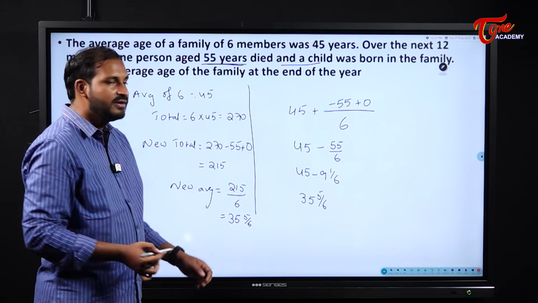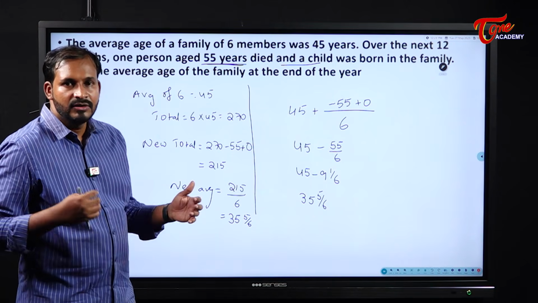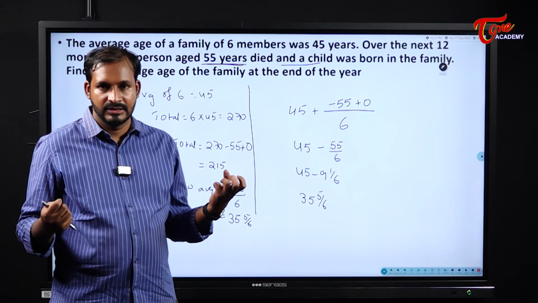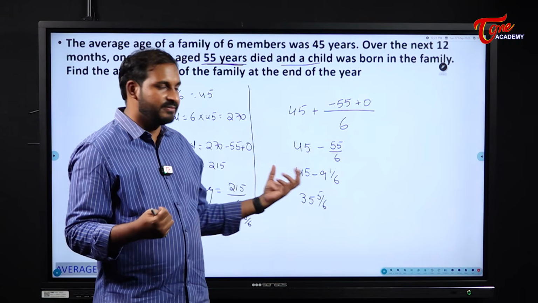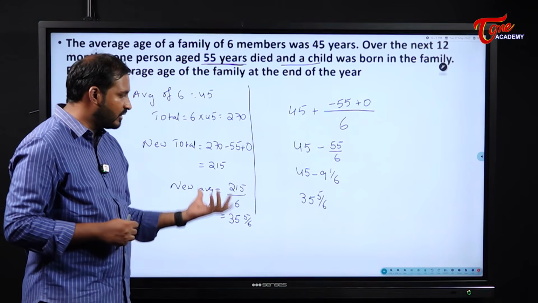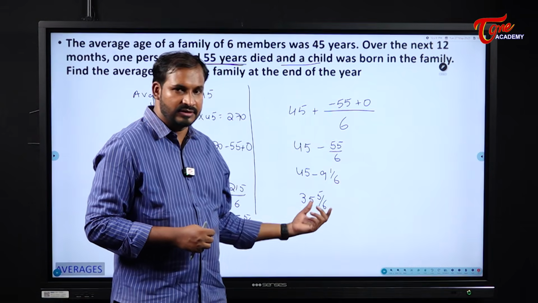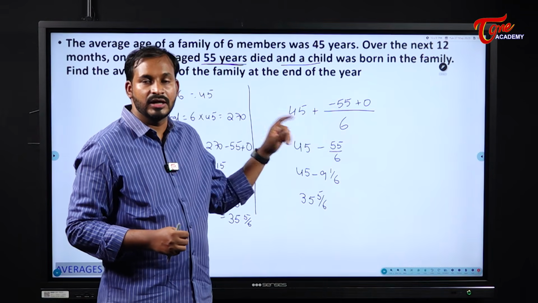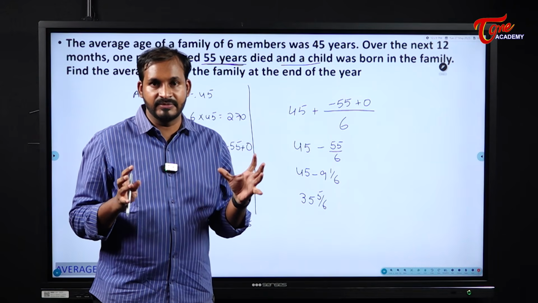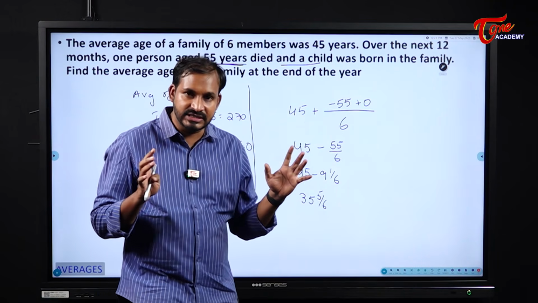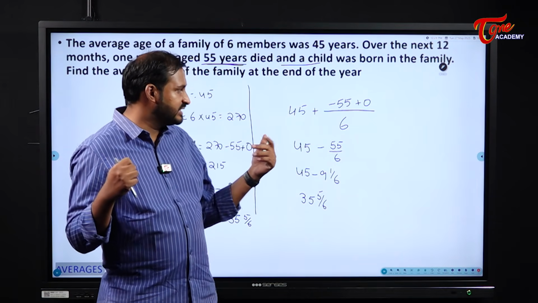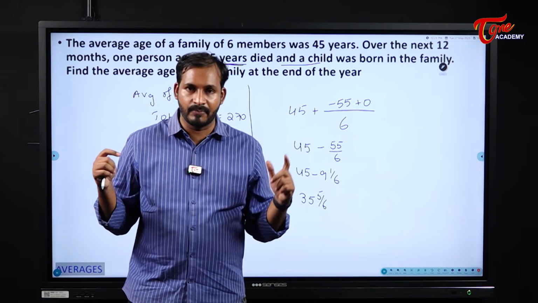So that means when one person is added and one person is deleted, and the total number of persons remains the same, this is the concept. This is how we are going to solve it. Instead of following this method, my suggestion is this one. Previous average is 45, and remember one thing very clearly. If the total, that is, the number of observations, is unchanged, this is how we will solve the problem.